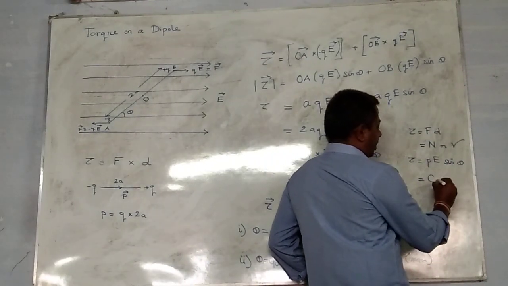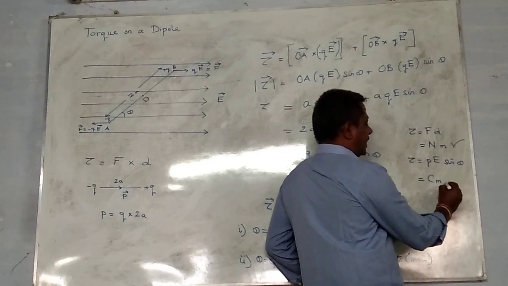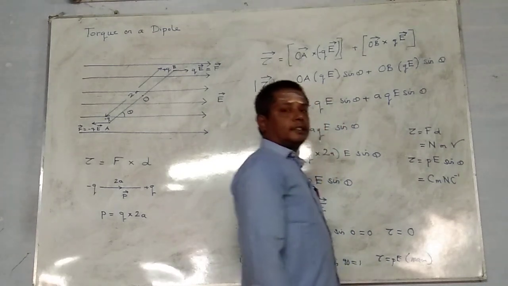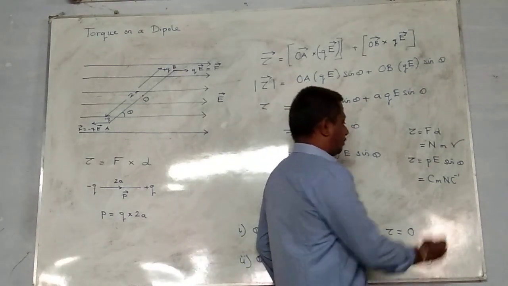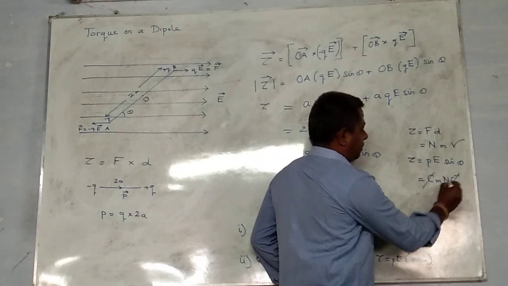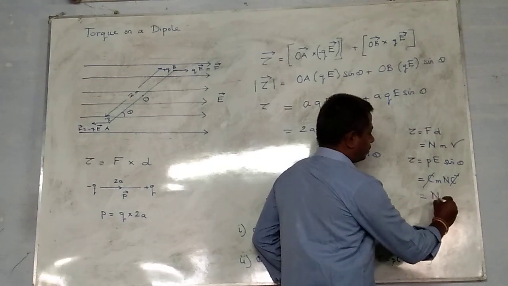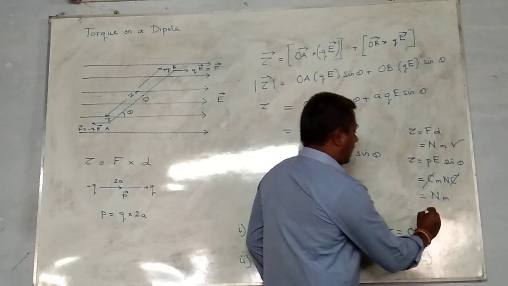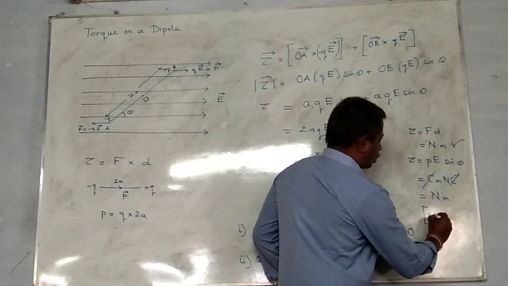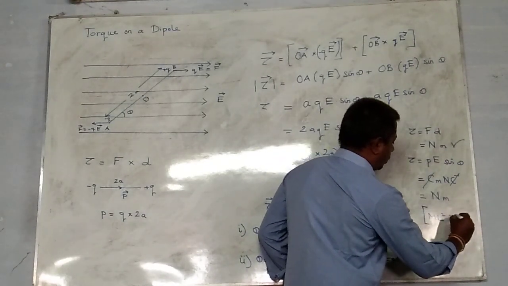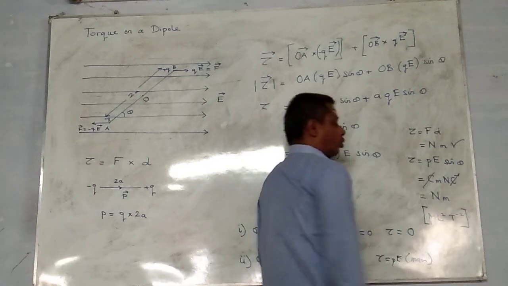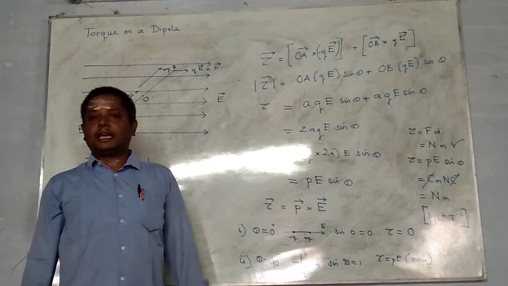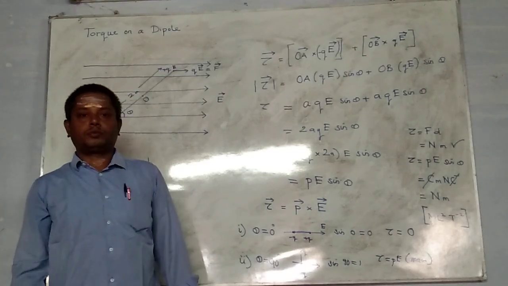Electric dipole moment unit is coulomb meter. The unit of electric field is NC power -1. Sin theta is just a number. So C and C power -1 cancel, leaving N m, Newton meter. What is the dimensional formula? Square bracket M L squared T power -2. This is the dimensional formula for torque experienced by an electric dipole. Read it.